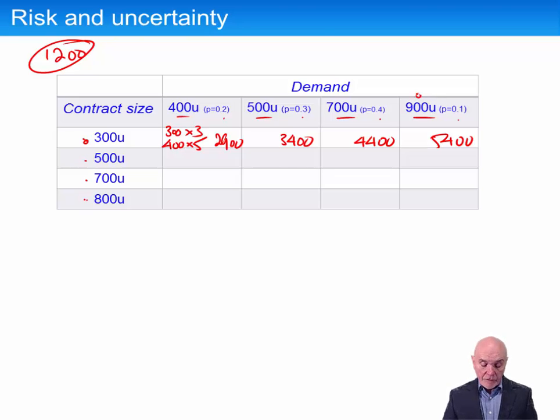Second row, 500 at 3, and then 405. So it's going to be 3,500. We can go up another 100 units. That'll be up another 100 units at 5 each. So that's going to be up 500. So that's going to be 4,000. This time we're going up 200 units at 5 each. That'll be up another 1,000.